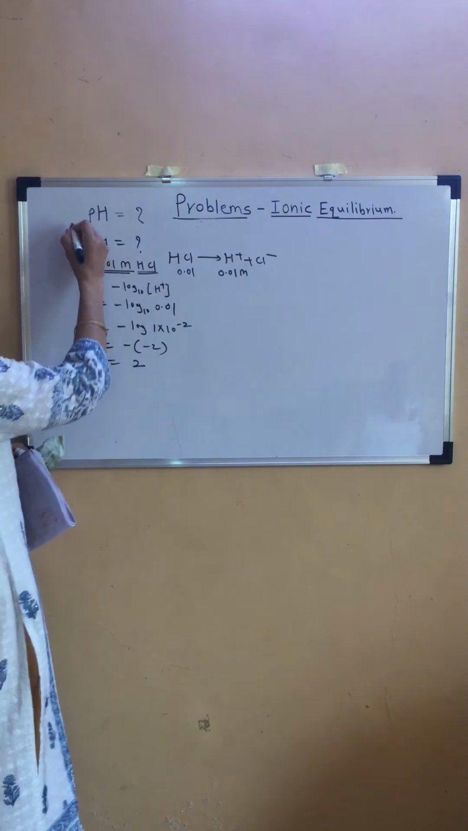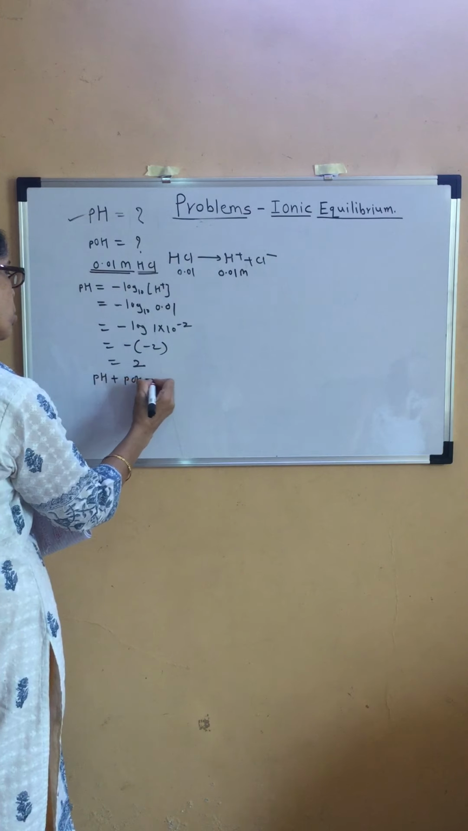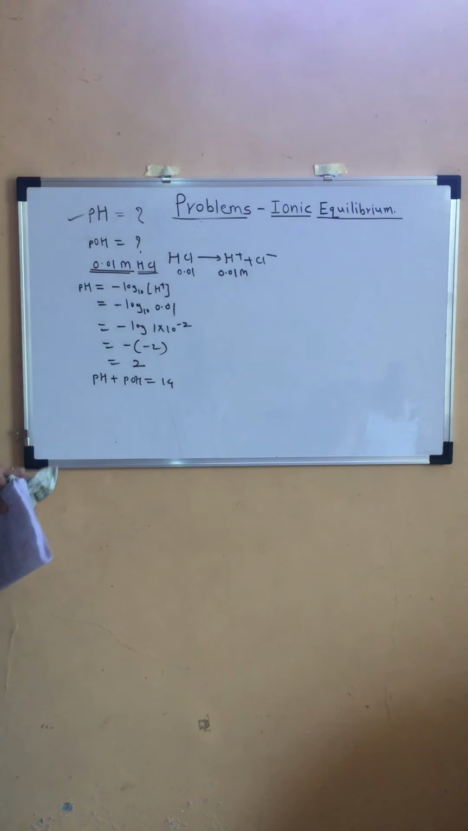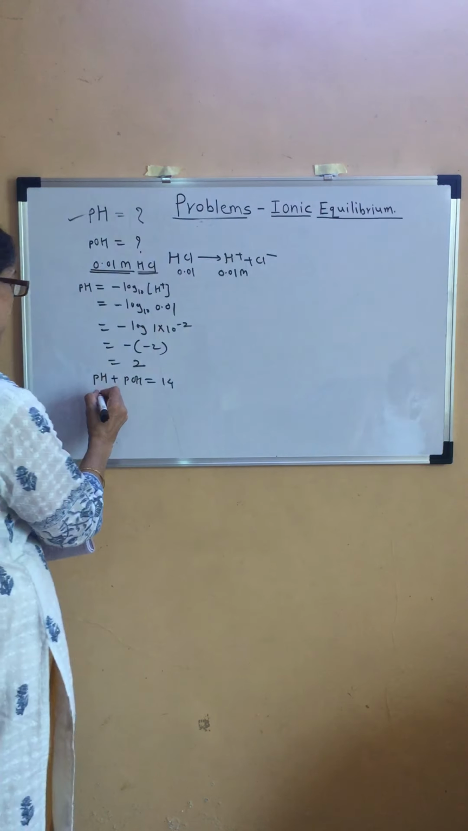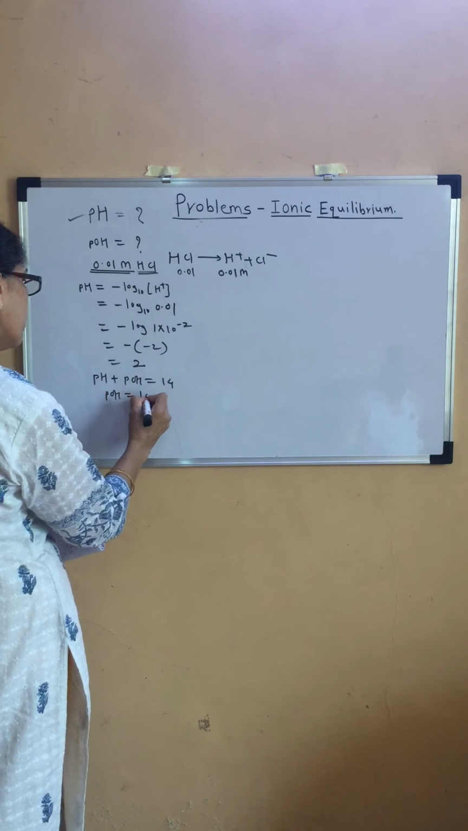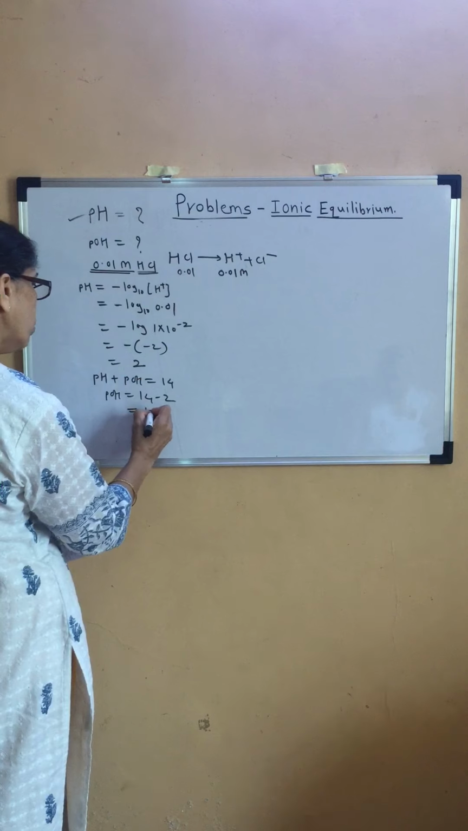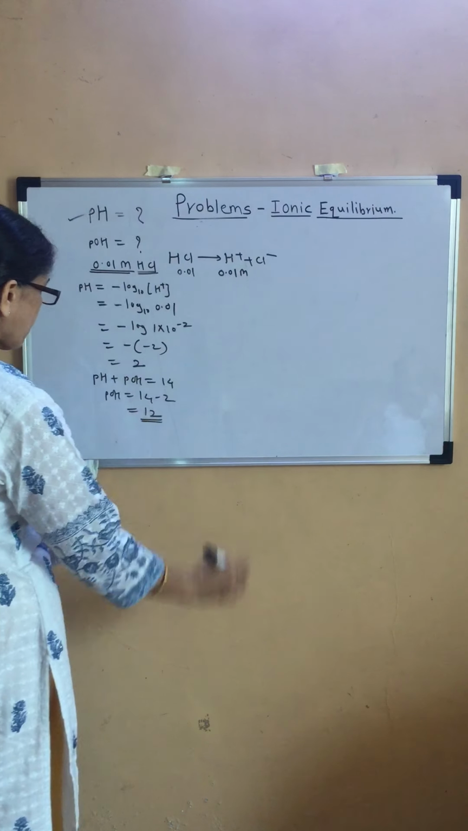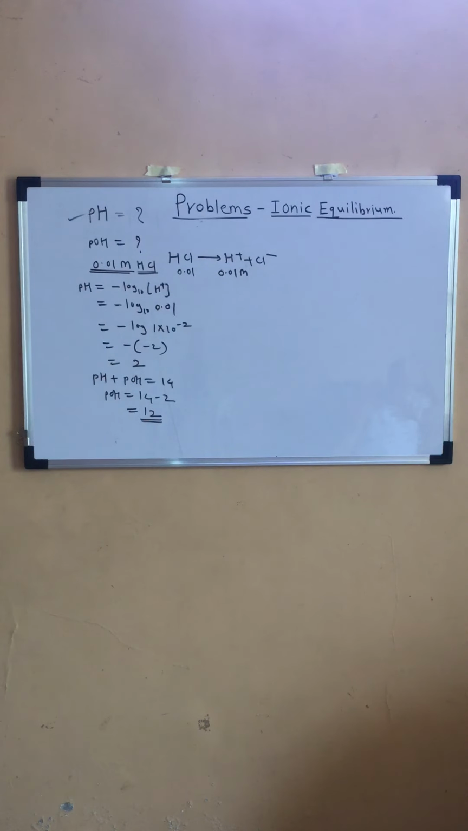What is asked? pOH is also asked. So you know pH plus pOH is equal to 14, that we have seen in theory. So pH is 2 and therefore pOH will be equal to 14 minus 2, that will be equal to 12. Very simple problem. Just go through the problem again.